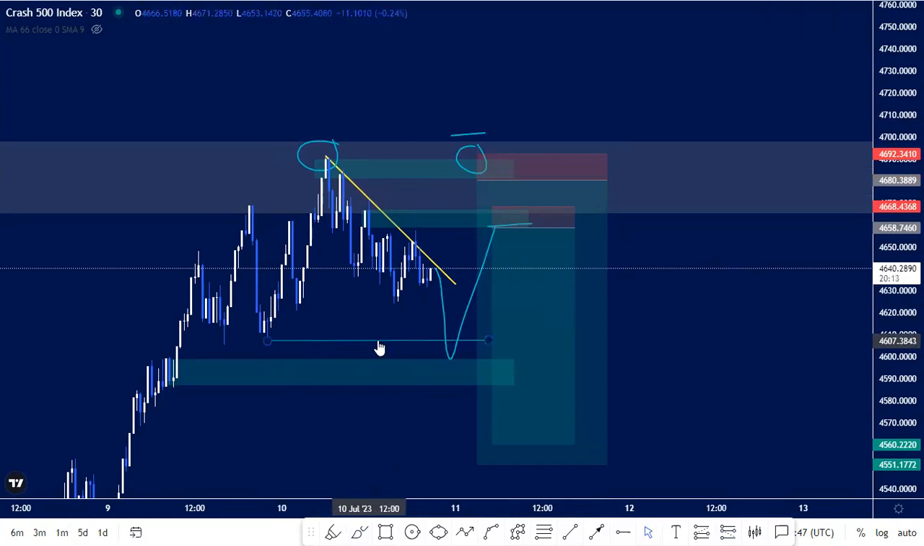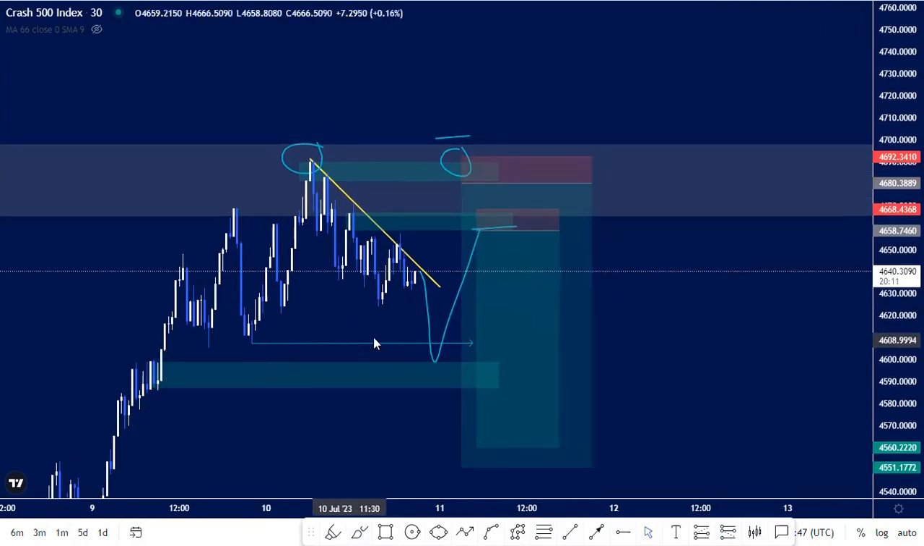But I want to see this change of character. This change of character must happen in order for us to be guaranteed that we are now going down. For it to confirm fully that we are now going down, it has to wipe out this liquidity. It has to come and establish this change of character. So what one can do is simply wait for the change of character.